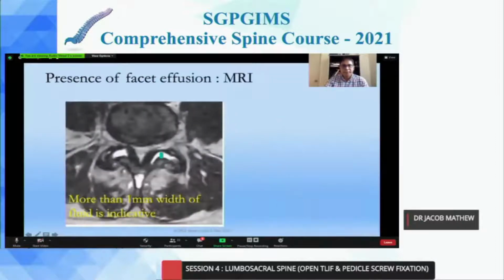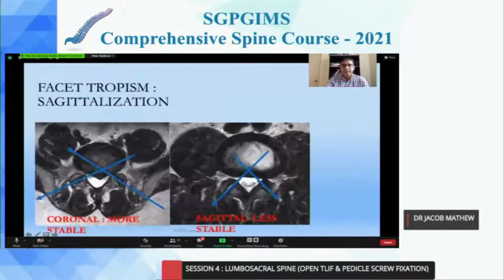Presence of facet effusion bilaterally is another sign which is taken. More than 1 millimeter is significant. The fifth one would be facet tropism, that is sagittalization of the facet joints. And here you can see the coronal one is more stable, a coronal type of facet. When it is more sagittal, it is less stable.